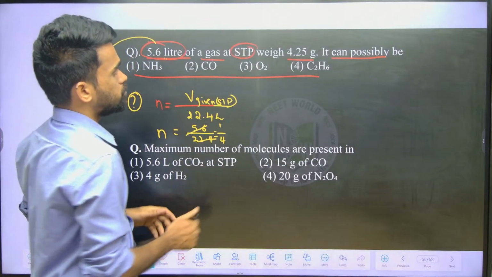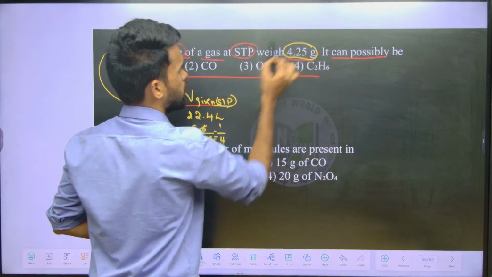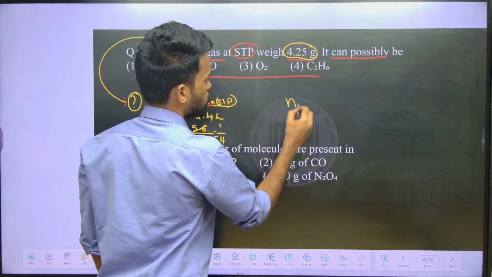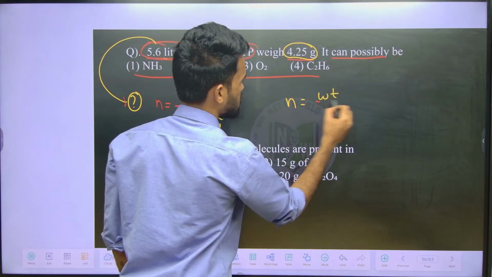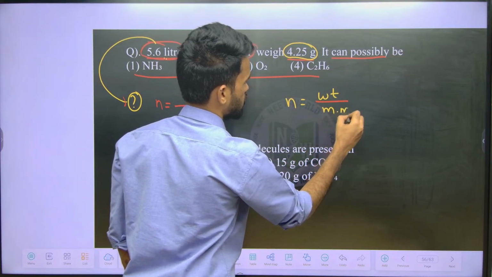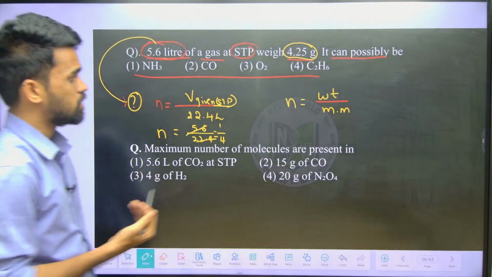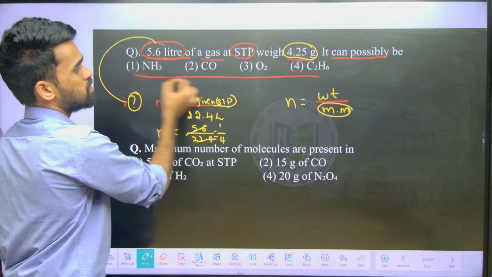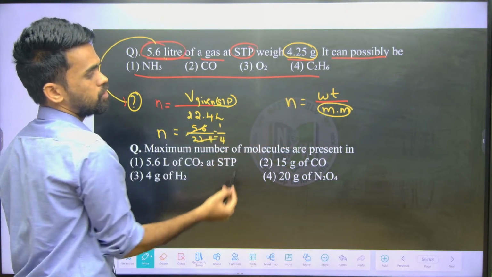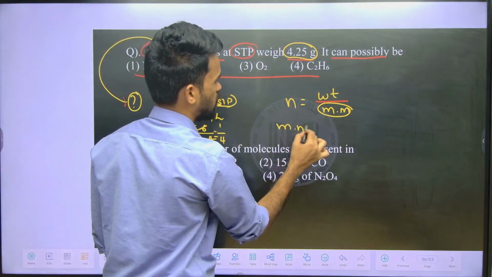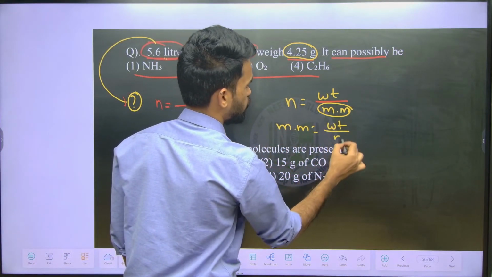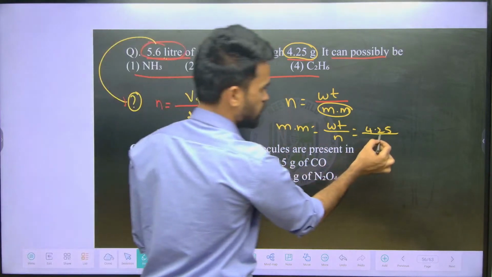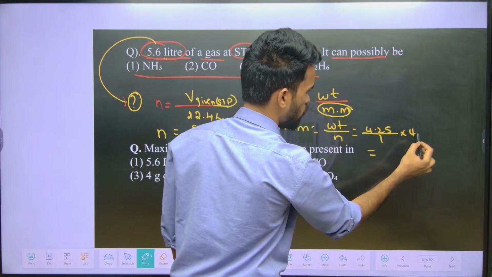Now they have given the weight as 4.25. This is very simple. Number of moles is equal to given weight of substance by molar mass of that substance. If I directly find the molar mass, one of these gases will have the same molar mass as we get in the answer. So molar mass is equal to given weight by number of moles. The given weight is 4.25, and we got 1 by 4 moles, so 4.25 into 4.